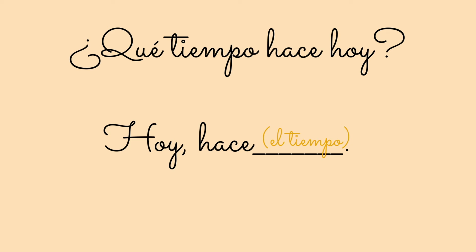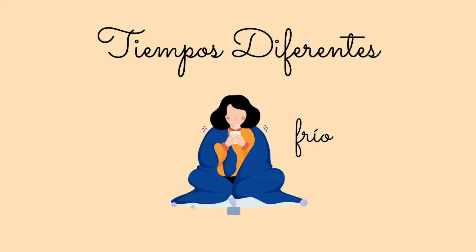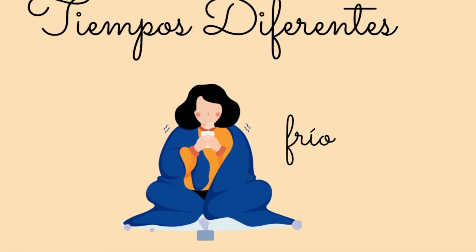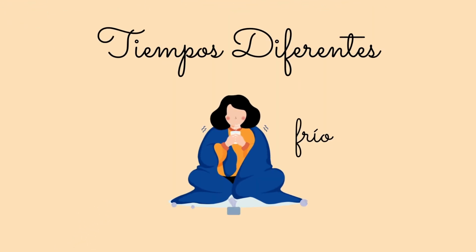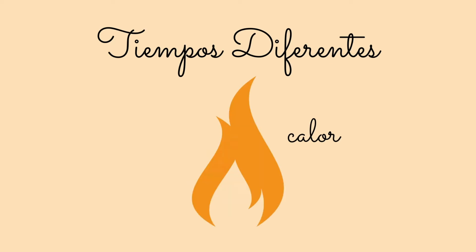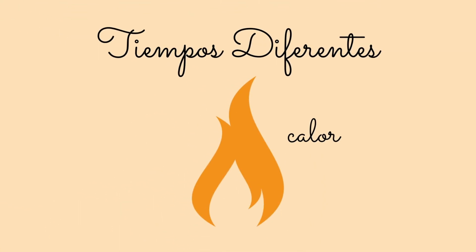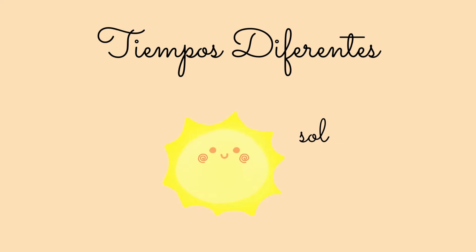Now let's introduce a weather type to fill in that sentence. Our first is frío, which means cold in English. You would say hoy hace frío. Today it's cold. Next we have hot. En español decimos hoy hace calor. Today it's hot. Calor can also mean warm too.